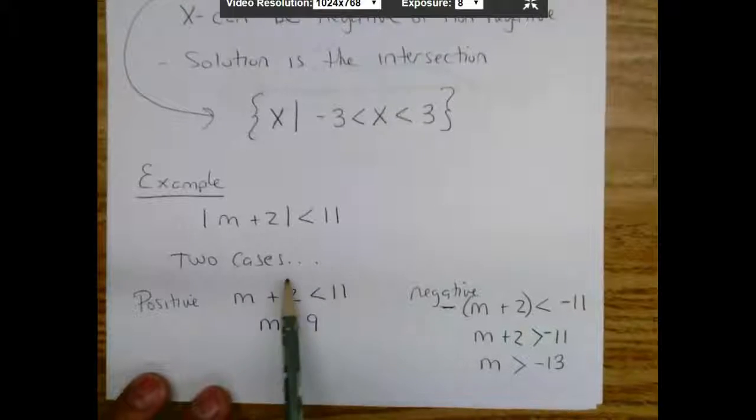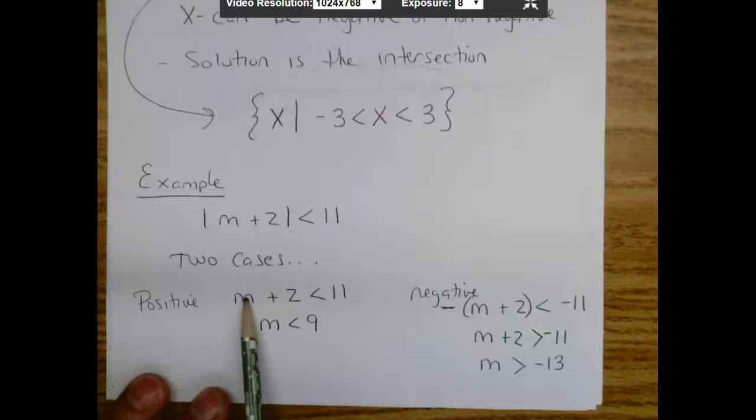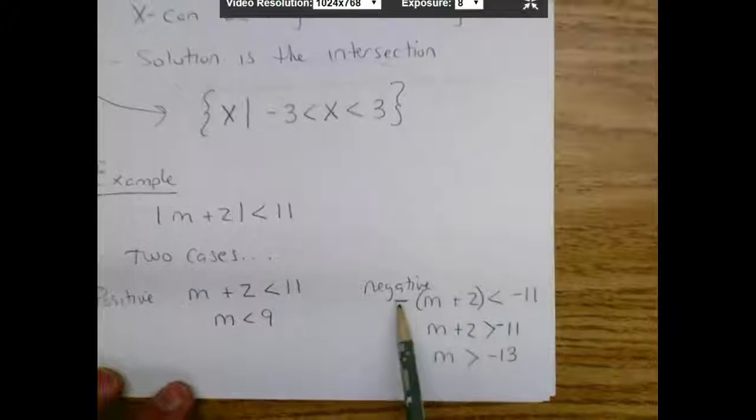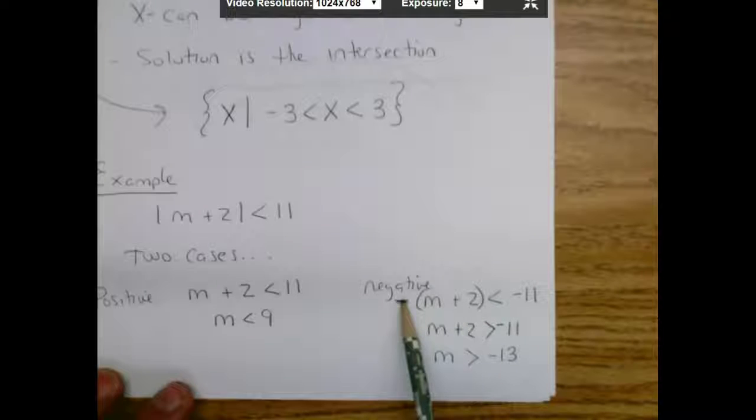So we have two cases. For the first one, we just remove the absolute value bars, and we say m plus 2 is less than 11. The other one, though, we make it a negative: we remove the bars, but then we run a negative through this. We run the negative through both sides so we don't change it. So in the end, we end up with m plus 2 is greater than -11. And then we would just solve these.